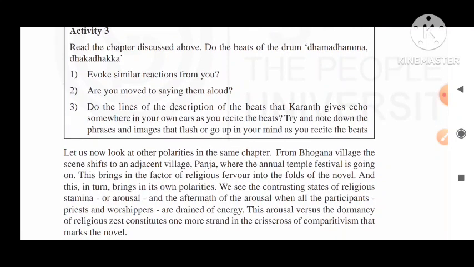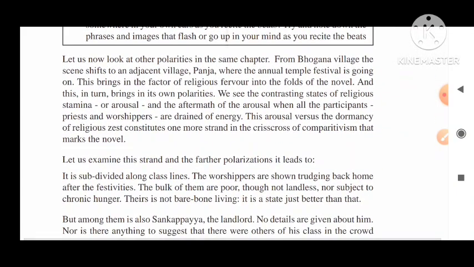Read the chapter discussed above. Do the beats of the drum, dhama dhama and dhaka dhaka, evoke a similar reaction from you? Are you moved to saying them aloud? Do the lines of description of the beats that Karanth gives echo somewhere in your own ears as you recite the beats? Try and note down the phrases and images that flash up in your mind as you recite the beats. Let us now look at the polarities in the same chapter.